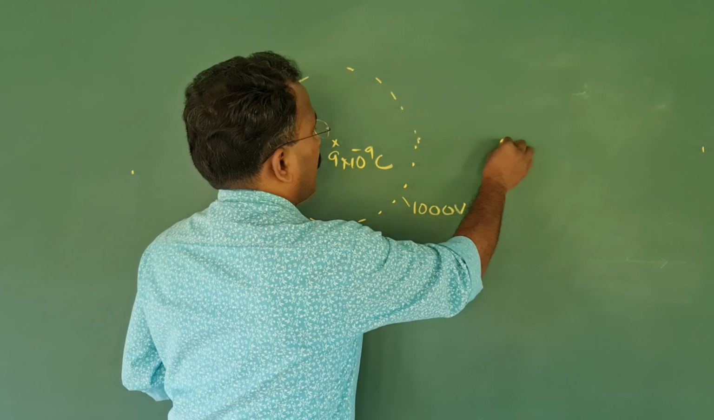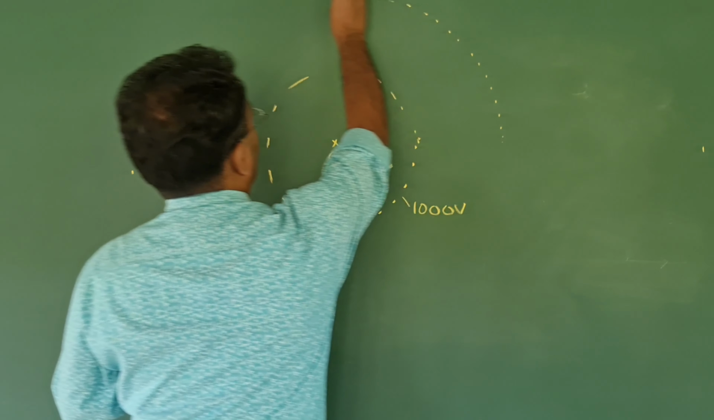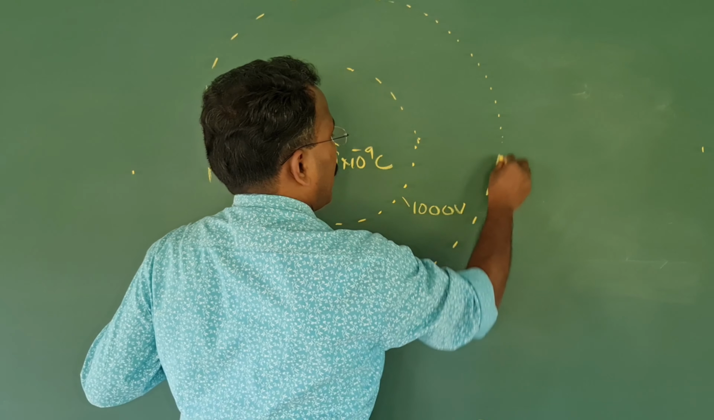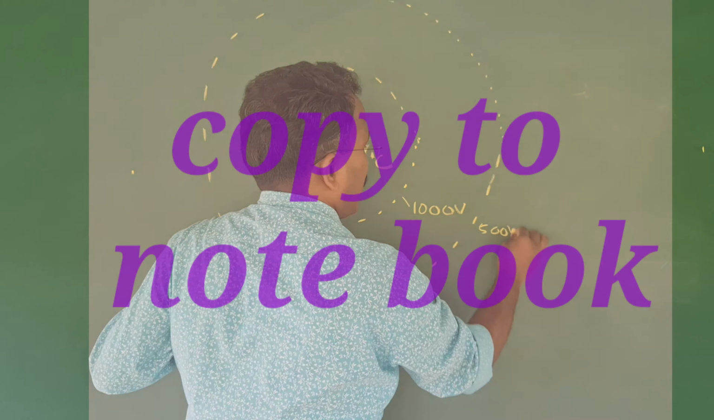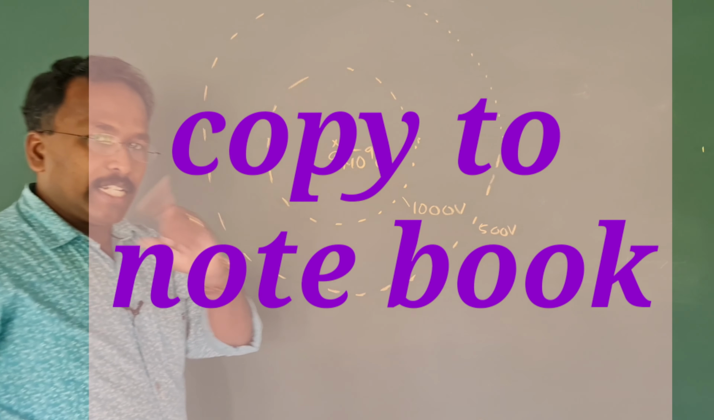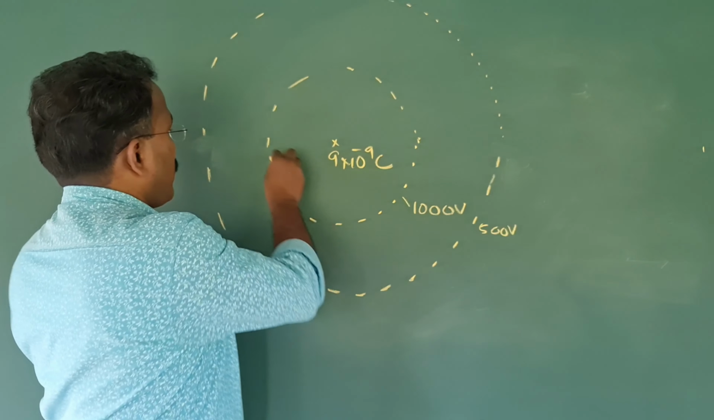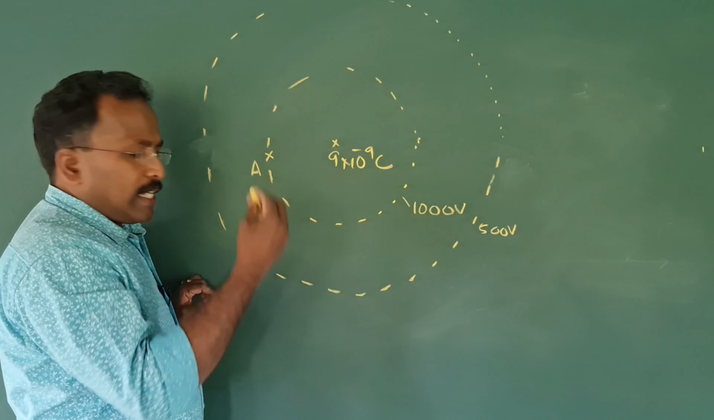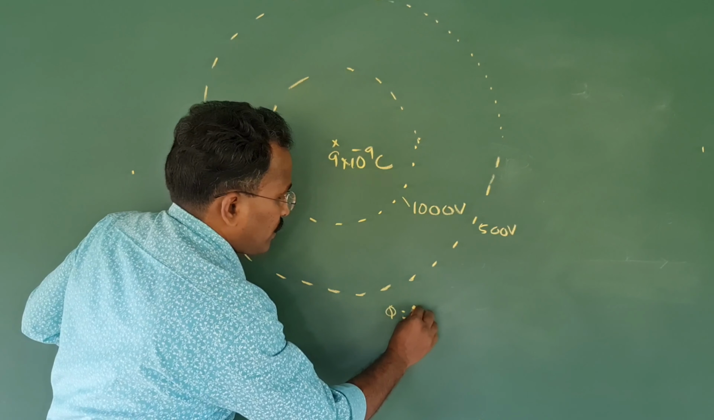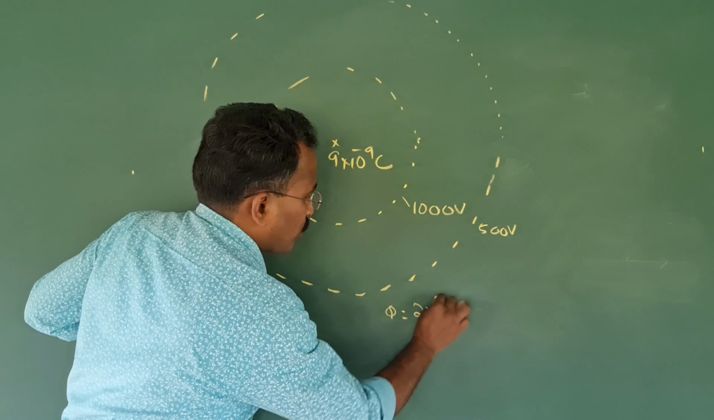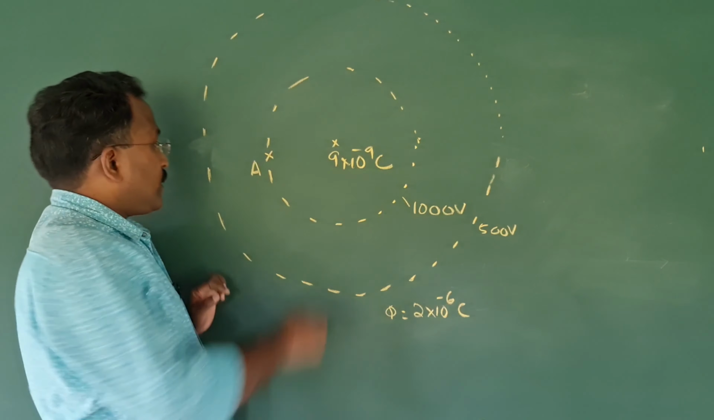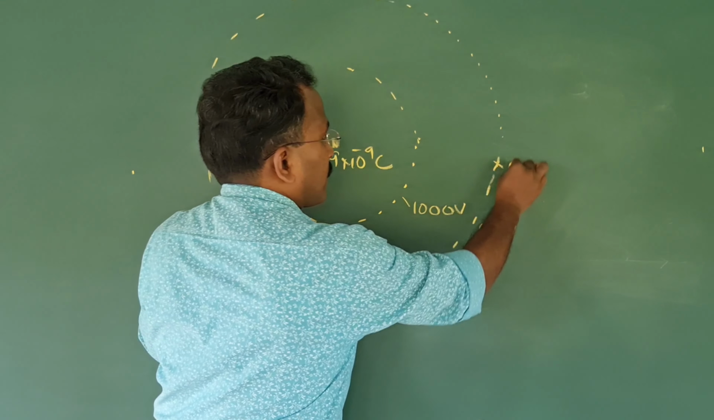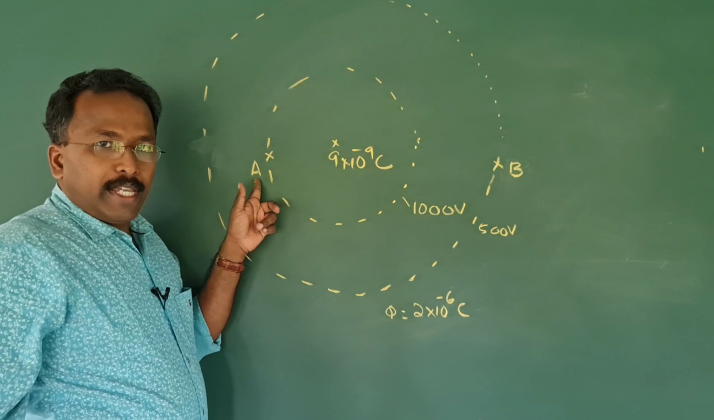I take double the distance, and this is a 500 volt equipotential surface. Now imagine you are taking a charge from the point A. Let the charge be Q equal to some 2 microcoulomb, from A to the point B here.